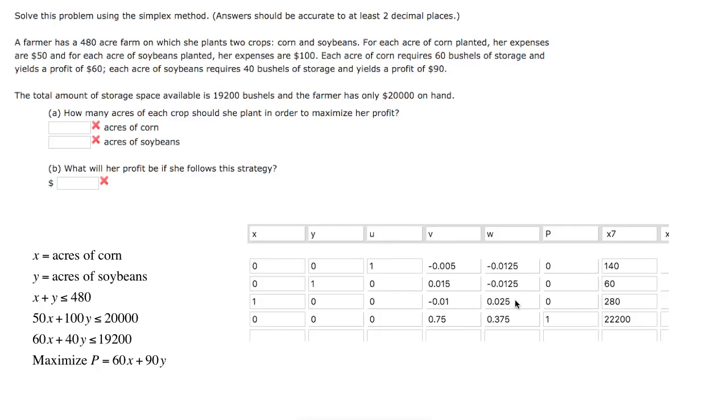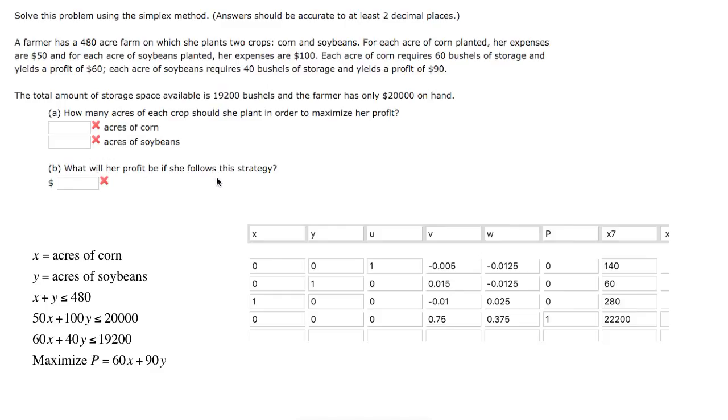Let's take our final simplex tableau and go back to the context of the original question. How many acres of corn do we plant? X is corn. 280 acres of corn. That goes here. Acres of soybeans. Y is our soybeans. Here's the 1 in the Y column. 60 acres of soybeans is what we plant.